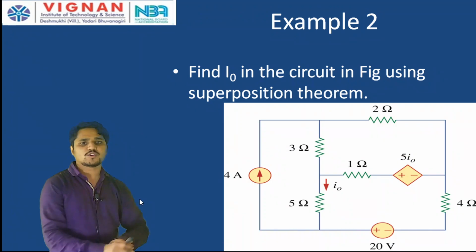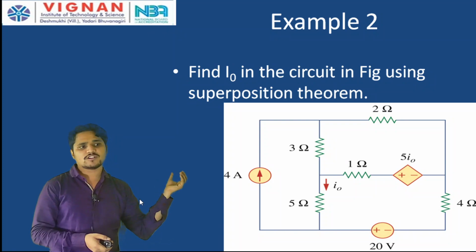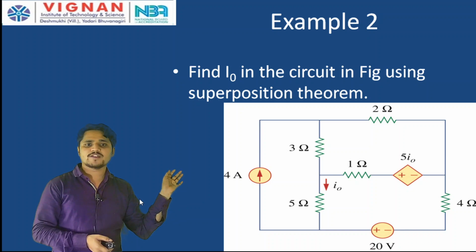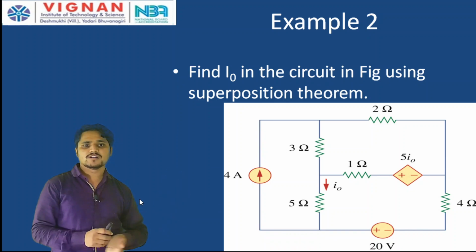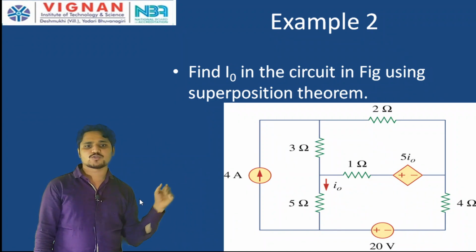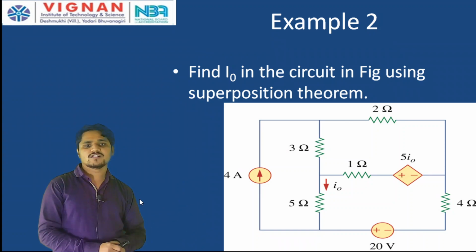So let us solve one more example. Find I0 in the circuit in the figure using the superposition theorem. I won't solve this problem. I am giving it to you as an exam homework problem, but I will give you a brief idea of how to solve it. Here we have to find I0, the current flowing through the 5 ohm resistor, by using the superposition theorem.